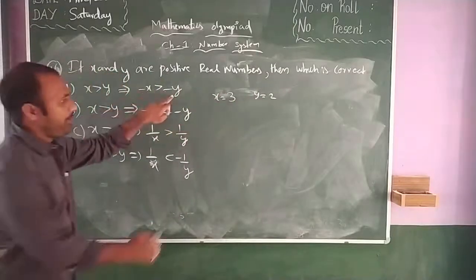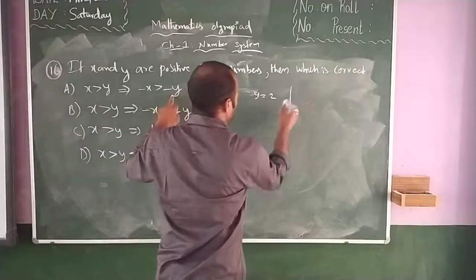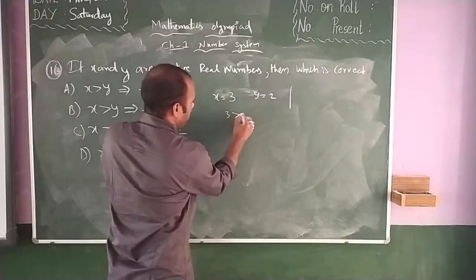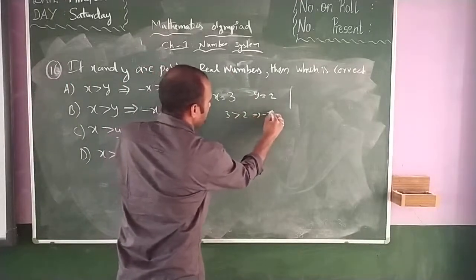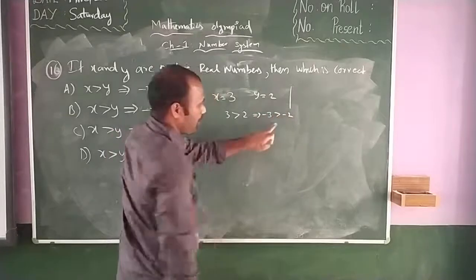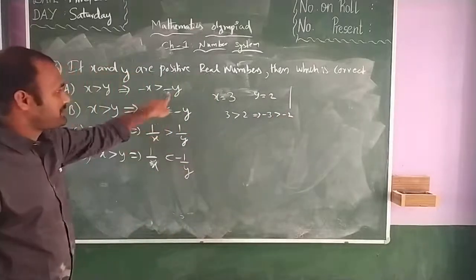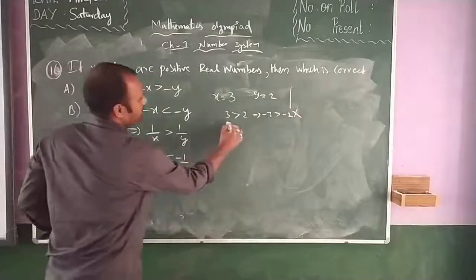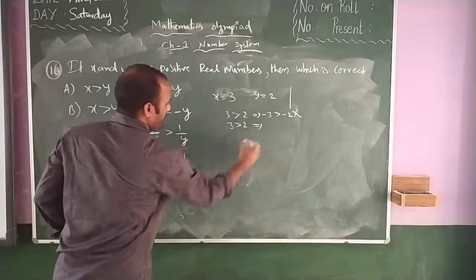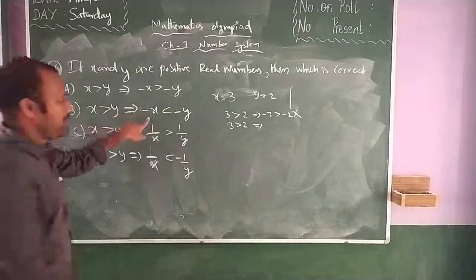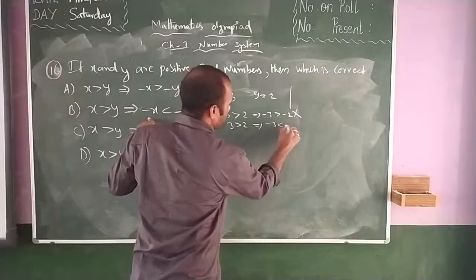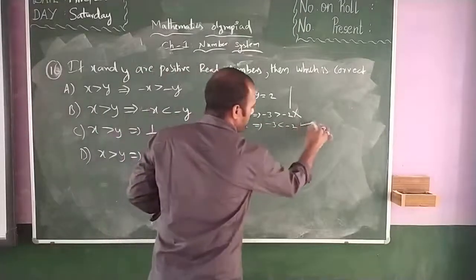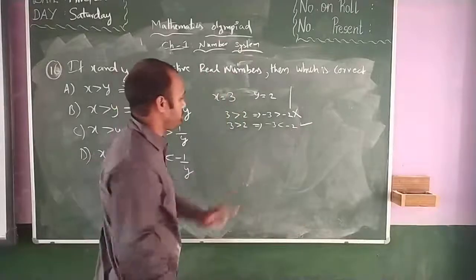Minus 3 is greater than minus 2? So 3 is greater than 2 implies minus 3 is greater than minus 2. It's wrong. Why? Because minus 3 will be less than minus 2. So here it is wrong. Next, if 3 is greater than 2, that implies minus 3 is less than minus 2. So this is the correct one. Why? Because minus 3 will be less than minus 2.